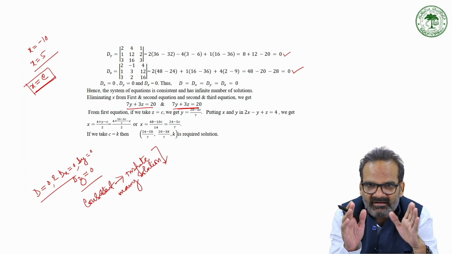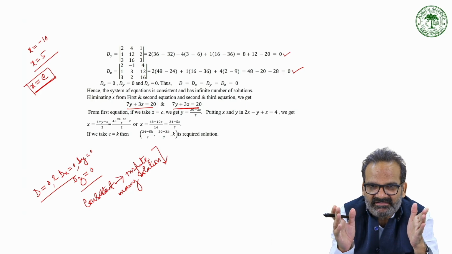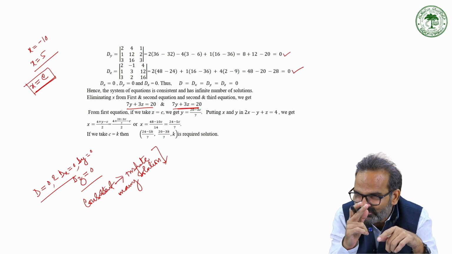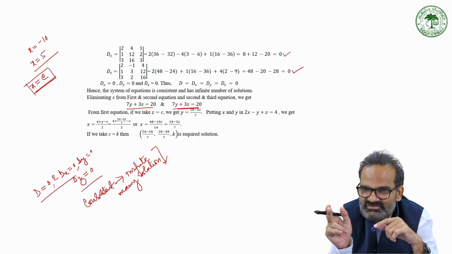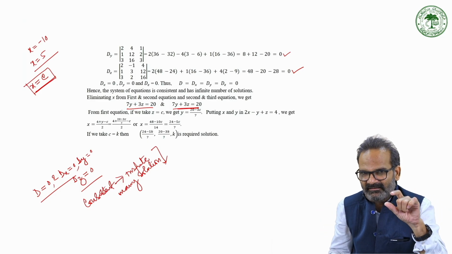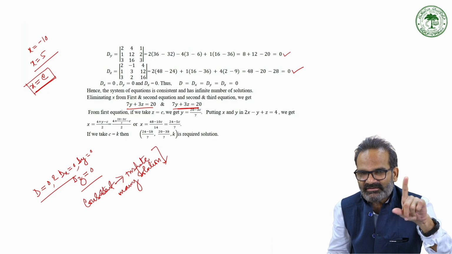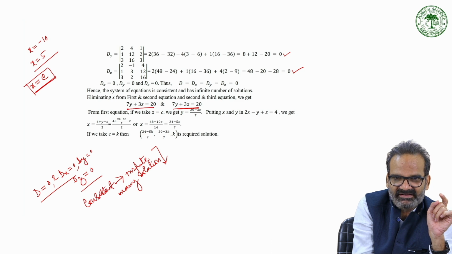So what I am telling you is, we have been given 3 equations. Solve equations 1 and 2 to eliminate x. Then solve equations 2 and 3 to eliminate x. So you will get an equation by eliminating x from equation 1 and equation 2, that is 7y plus 3z is equal to 20.